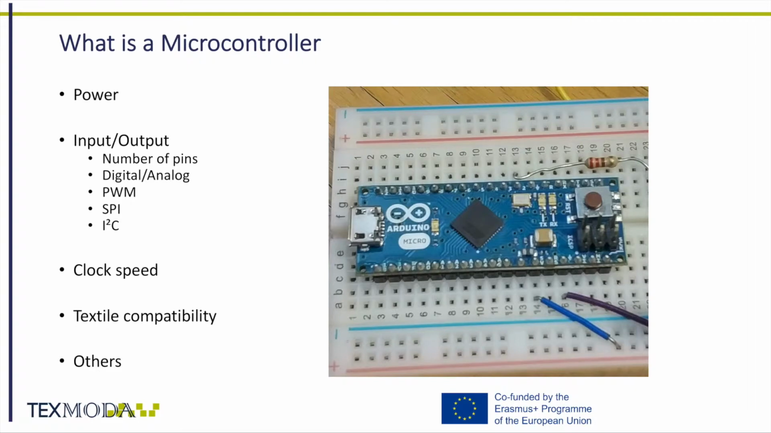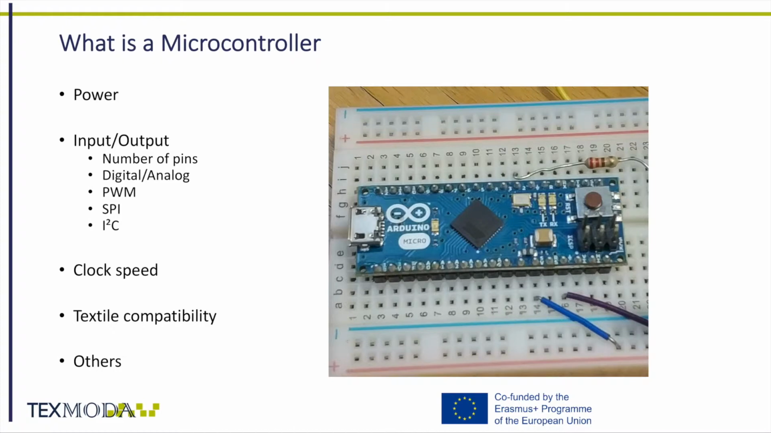The third criterion is the clock speed of the microcontroller. This criterion is sometimes ignored by developers, but some sensors or actuators have special requirements for the clock speed. For a smart textile project, the compatibility with textile structure is another important criterion for the choice of microcontroller.